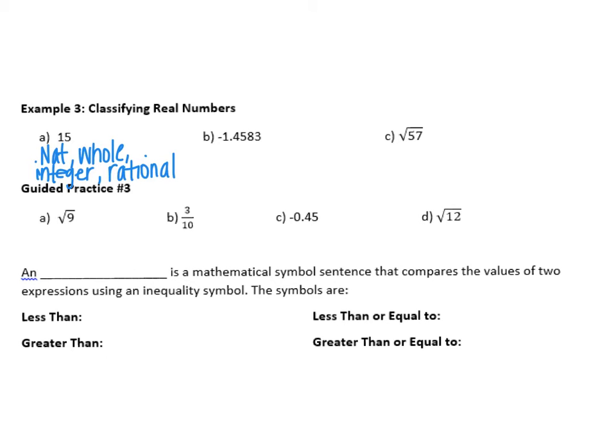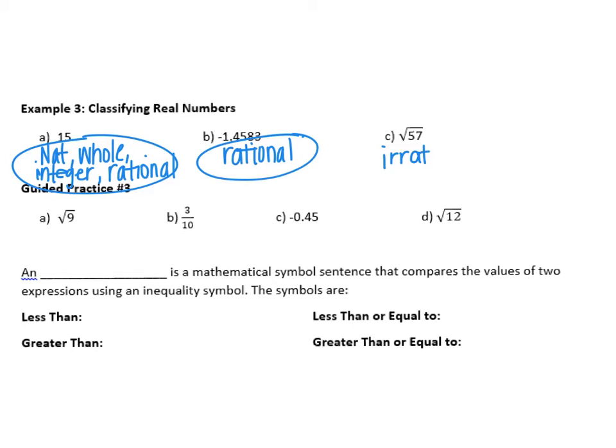B, negative 1.4583. Well, it's not a fraction, but it could be written as a fraction because the decimal does stop. So because it can be written as a fraction, it is rational. But because it's not a whole number, it is none of the others. Square root of 57. 57 is not a perfect square, so that makes that irrational.